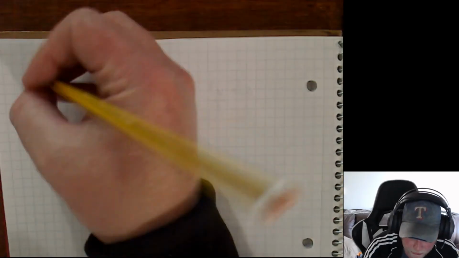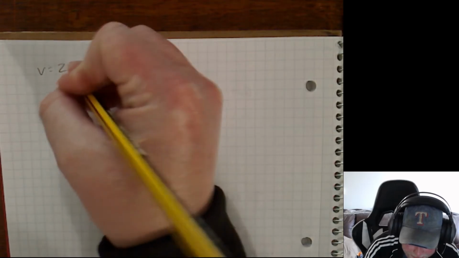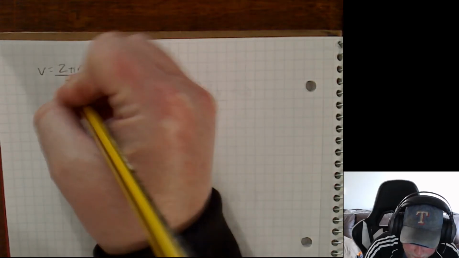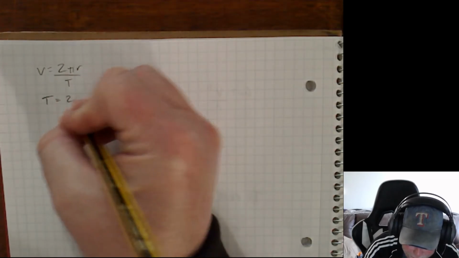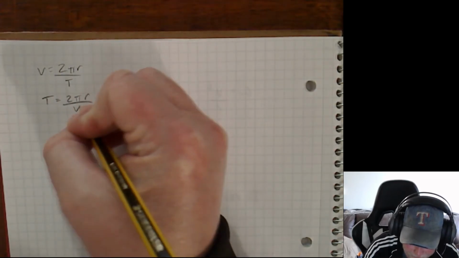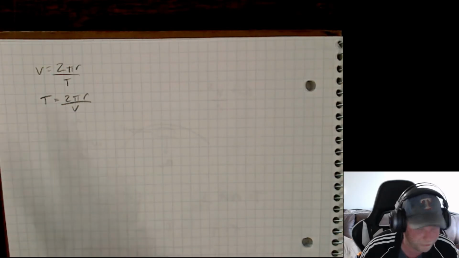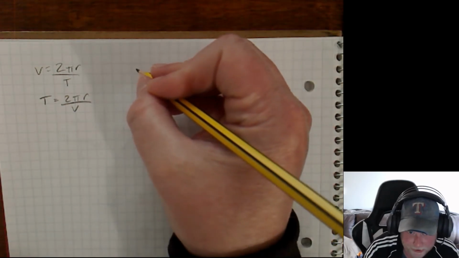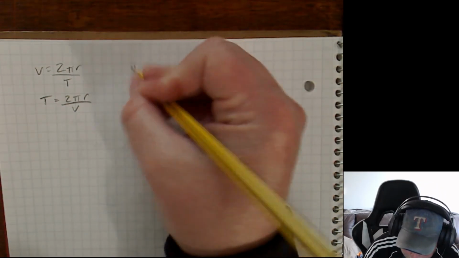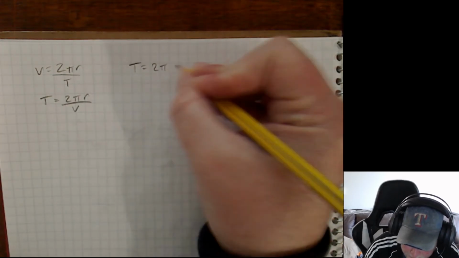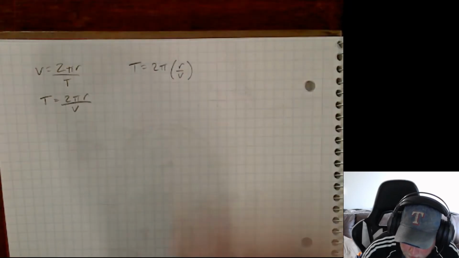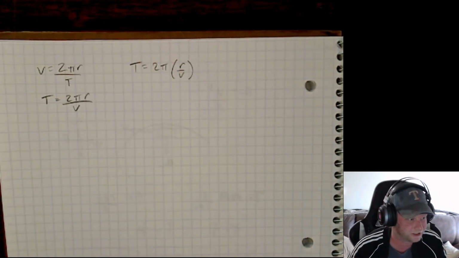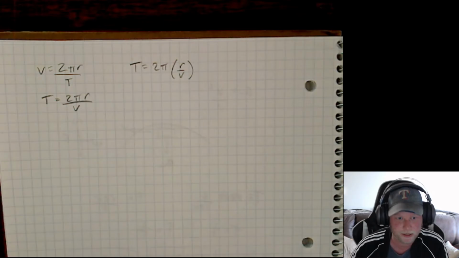All right, so we know that speed is equal to 2 pi r over your period. So let's go ahead and rearrange that to where we get period is equal to 2 pi r over v. Now if we look at it, the period is really going to be dependent on that radius to velocity ratio.